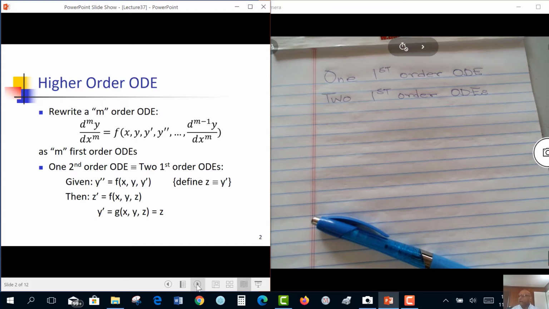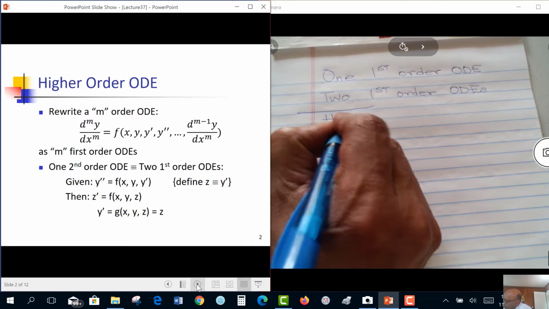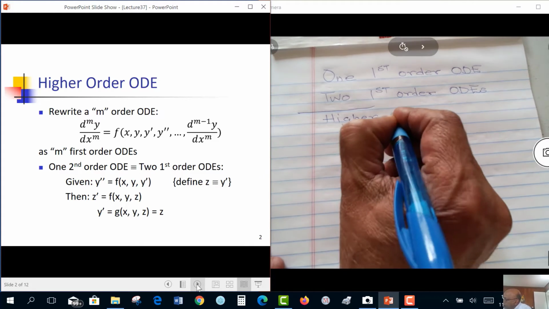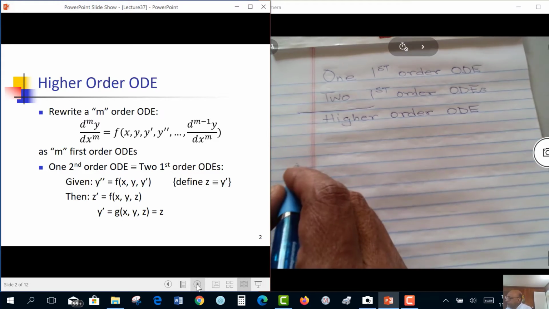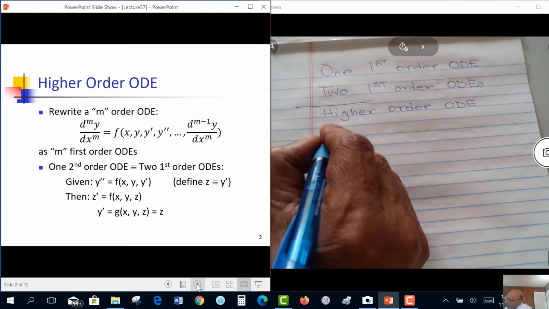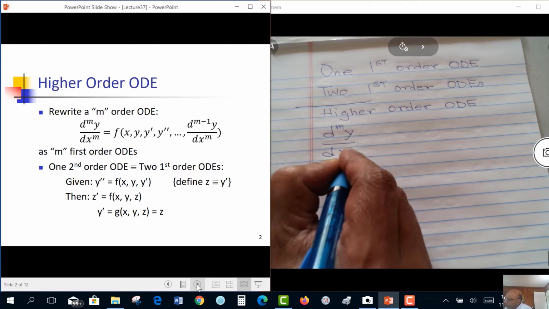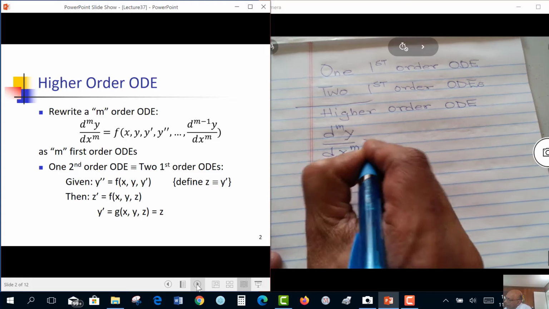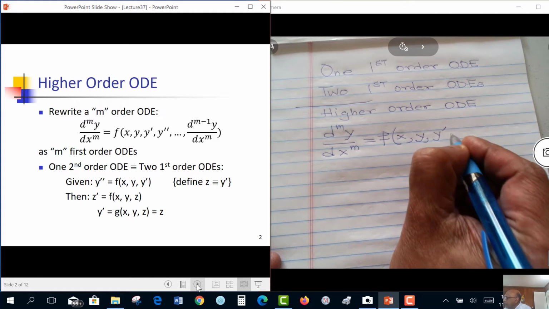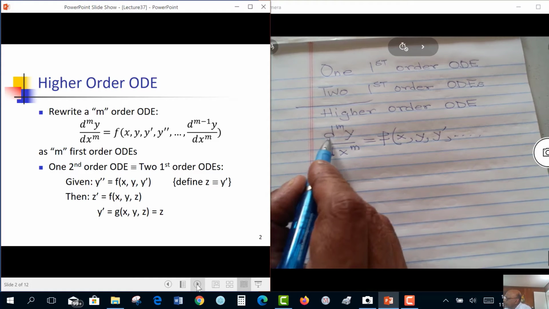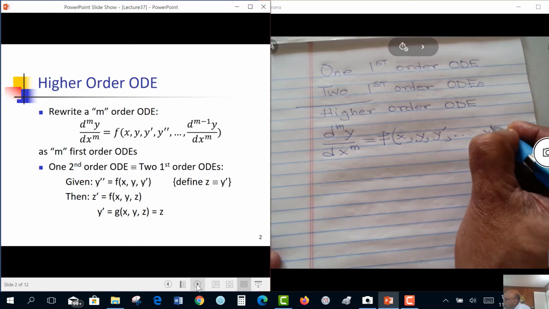Next is, can we solve a higher order differential equation with the methods that we have learned already? So what's a higher order ODE? So we have an mth order derivative of y with respect to x, and it'll be a function of course of x, y, y prime, and so on and so forth. The highest derivative here is m. So on the right hand side, the highest derivative would be m minus 1.